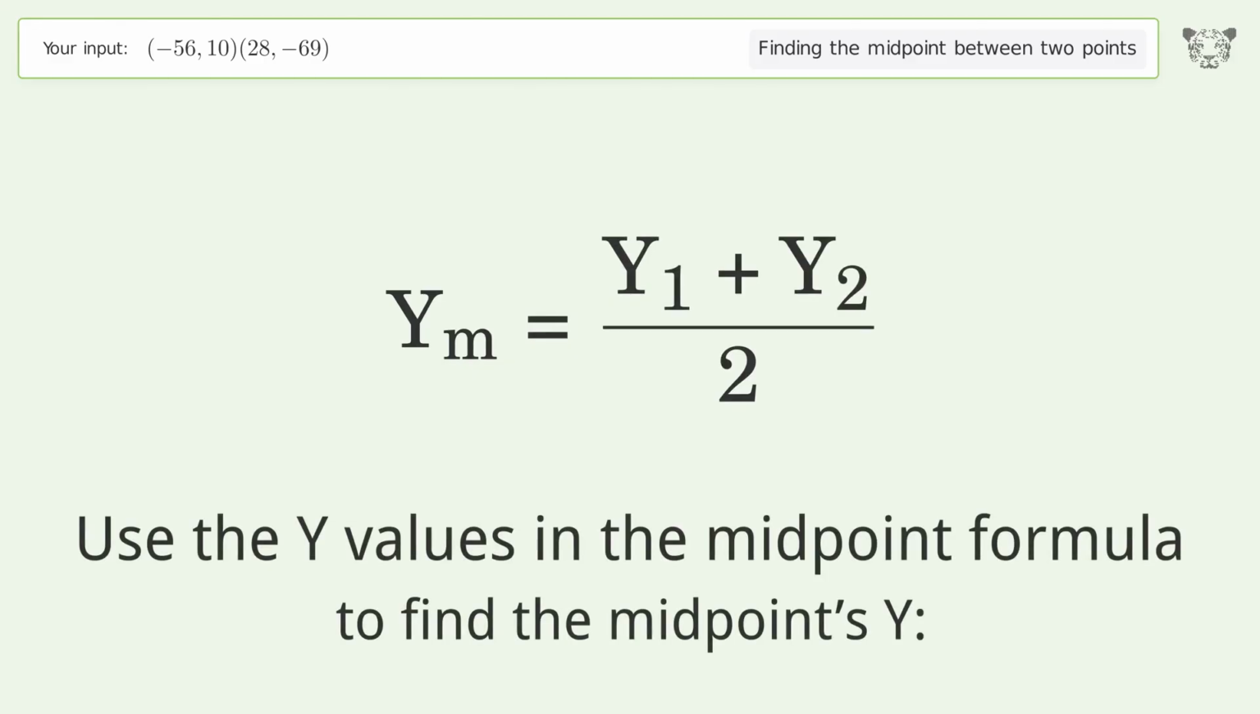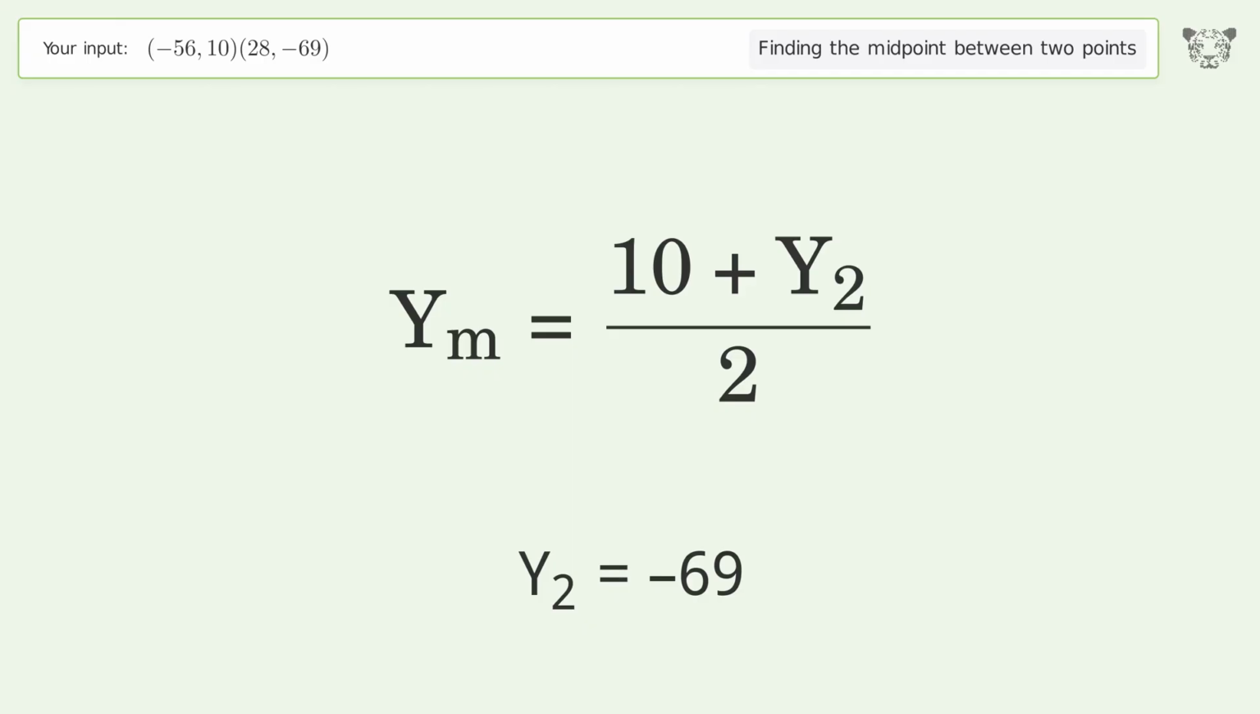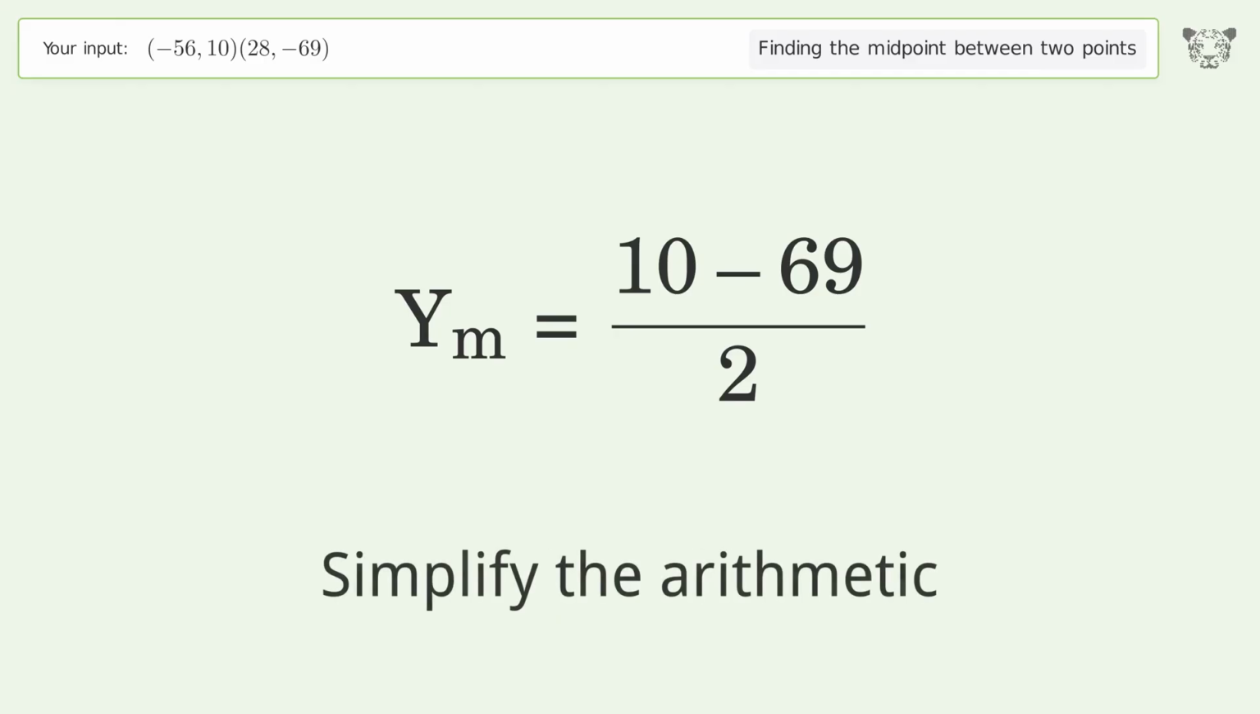Use the y values in the midpoint formula to find the midpoints y. y1 equals 10. y2 equals -69. Simplify the arithmetic.